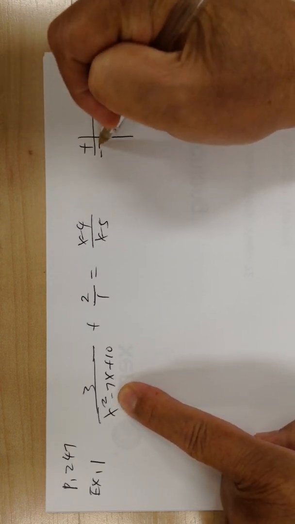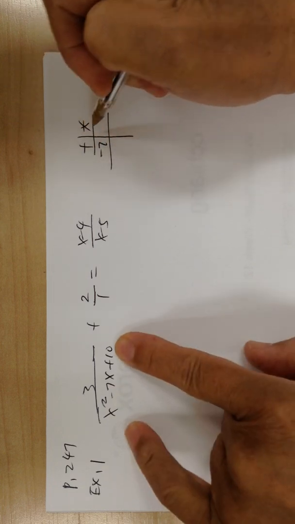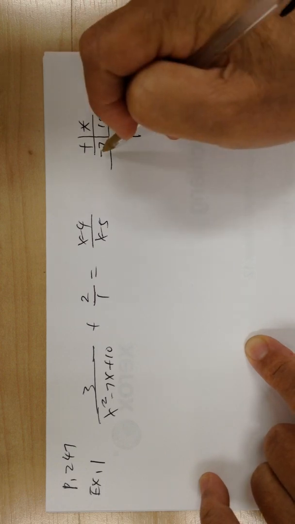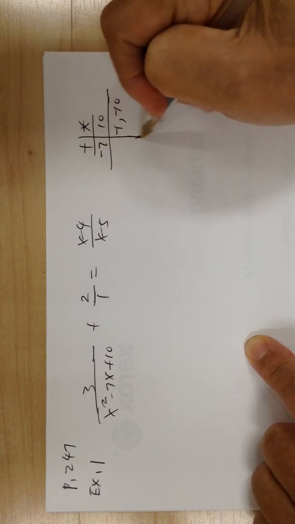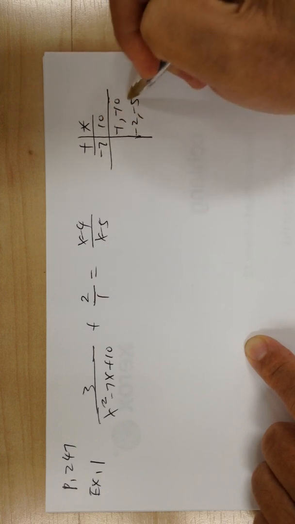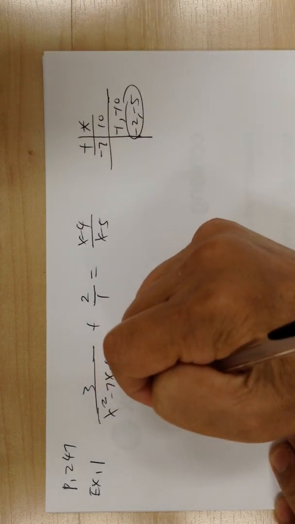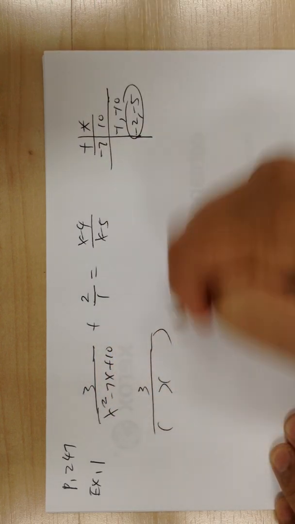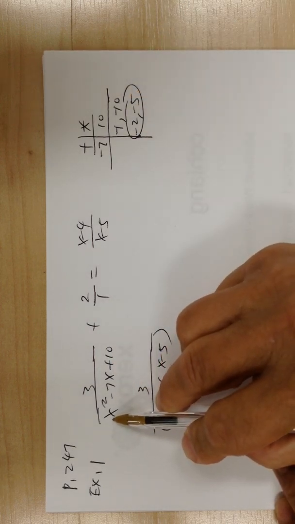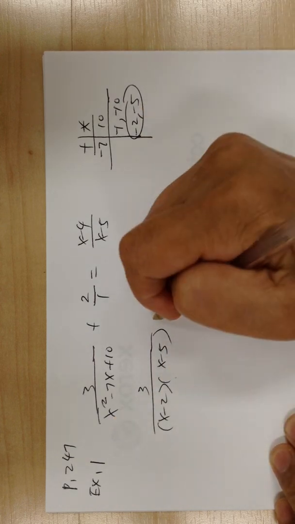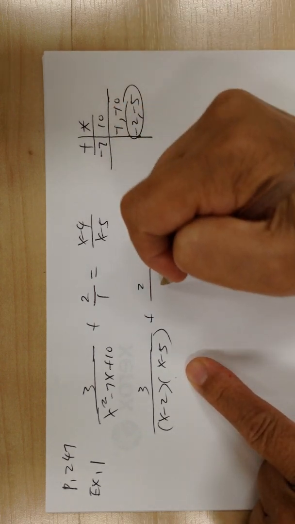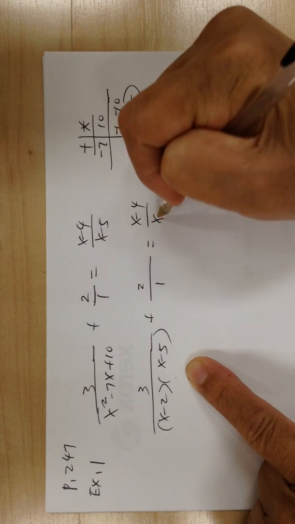You need to add to get negative 7 and multiply to get 10. You start with 1 and 10, but if you use positive and positive, you're not going to get negative, so you have to use negative and negative. Negative 1 times negative 10 gives you 10, but when you add, you don't get that. So you go negative 2, negative 5, and that's it. So this would be equal to 3 over x minus 2, x minus 5. When there's no number in front, the coefficient is 1, so whatever you get is whatever you put down. And so this will be 2 over 1 equal to x minus 4 over x minus 5.